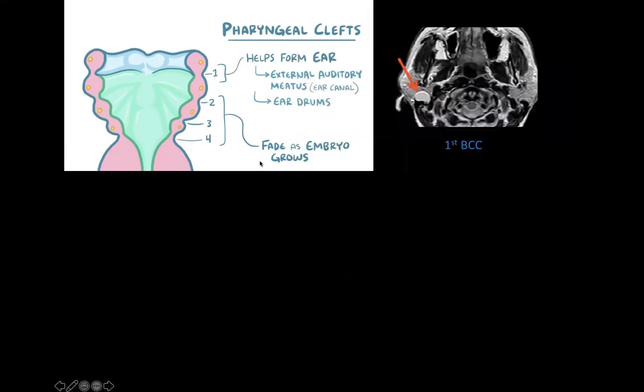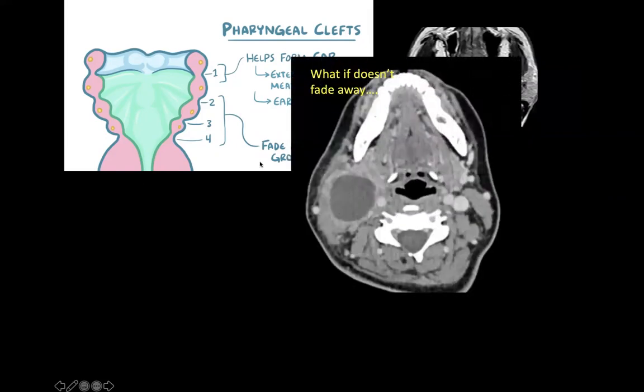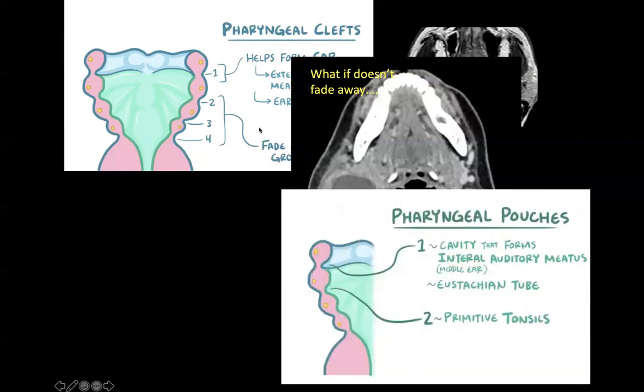Second, third, and fourth clefts should fade away. If they don't fade away, you can have a second, third, or fourth branchial cleft anomaly. Actually, third and fourth branchial cleft anomaly embryology is not very well known, but for sure the second branchial cleft anomaly, like in this case, is a cyst in the location of the second cleft. And then you have the pouch.